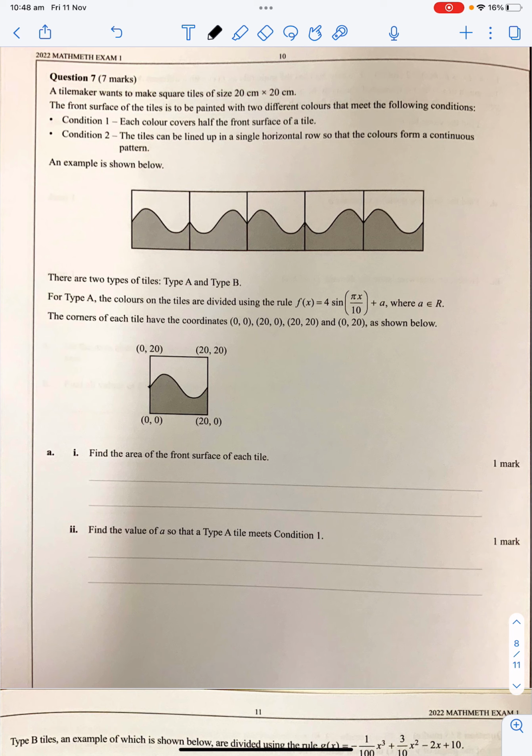So, find the area of the front surface of each tile. Now, we've got here, the tiles are 20 by 20. And here is the front section, shown below. So, the area is going to be 20 centimeters by 20 centimeters, which is 400 centimeters squared. Now, there's some conditions here. So each color covers half the tile, and the tiles are lined up so that they're a continuous pattern.